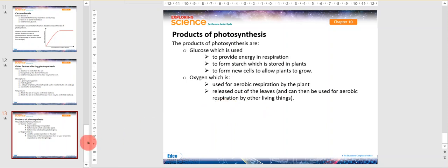Okay, so that's just a summary of the photosynthesis and respiration chapter. So hopefully you find that useful.